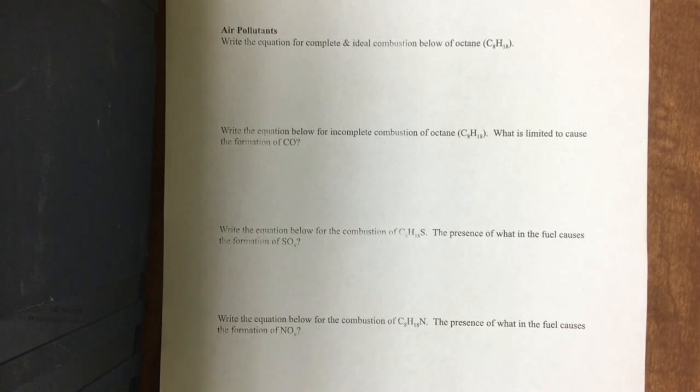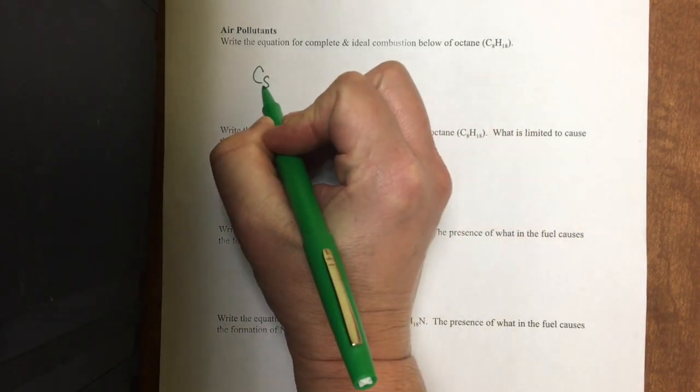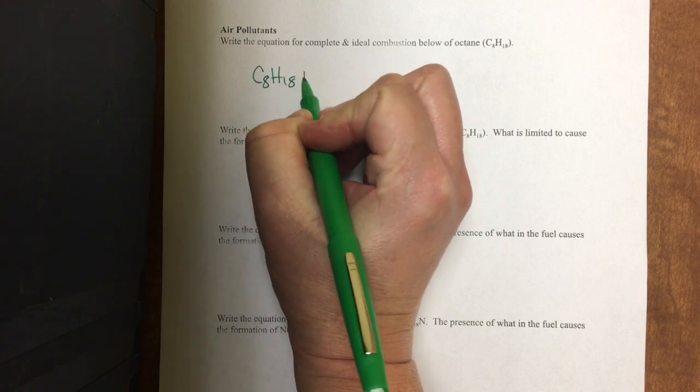So, an overview of air pollutants. Most of the air pollutants that we'll be talking about come from combustion, and in particular, combustion of different fossil fuels. The first one up here says, write the equation for complete and ideal combustion of octane. Octane is often what we use to model gasoline.